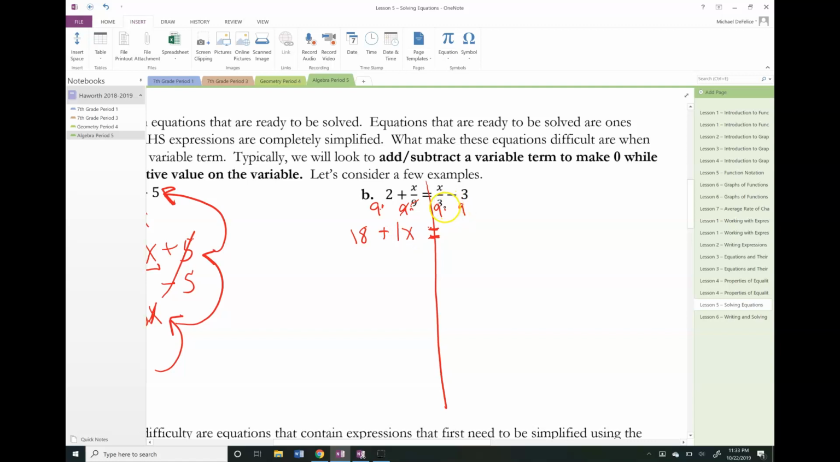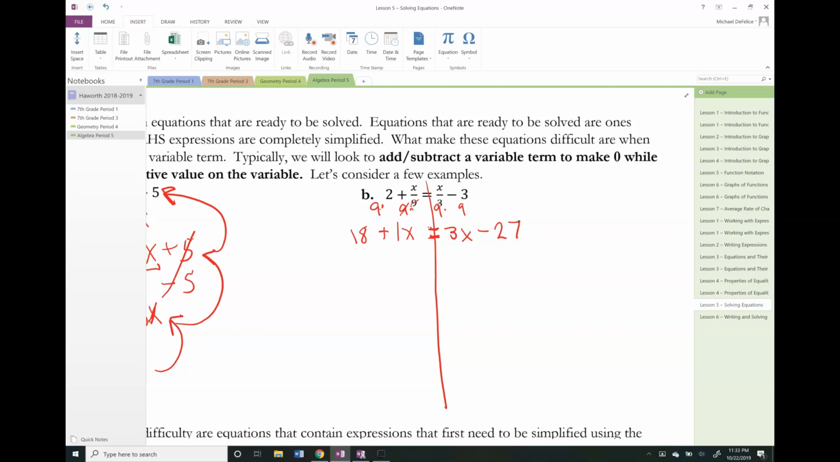For the other side, 9 times x over 3. Well, that's going to be 9 in the numerator and a 3 in the denominator. Well, 3 goes into 9 3 times, and I would still have the x. So it would be 3x. And then 9 times, you can think of that as a negative 3, and that's going to be negative 27. All right, so the nice thing about that is now I have an equation without fractions.